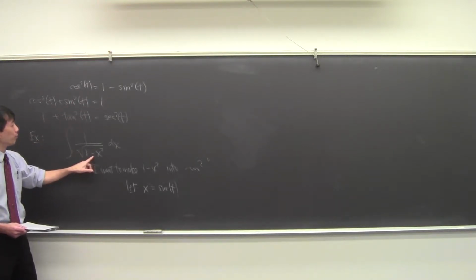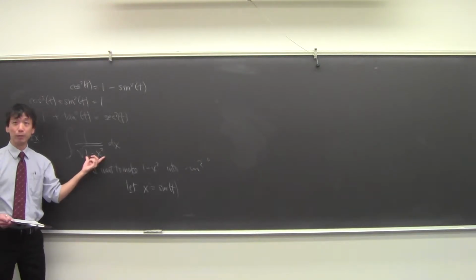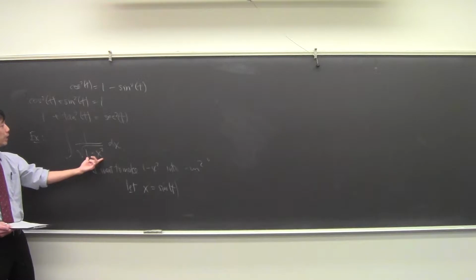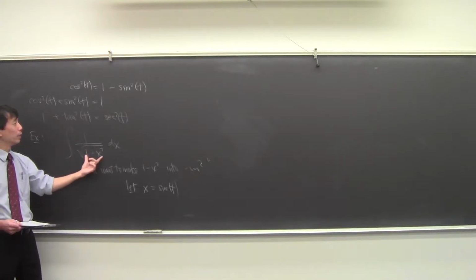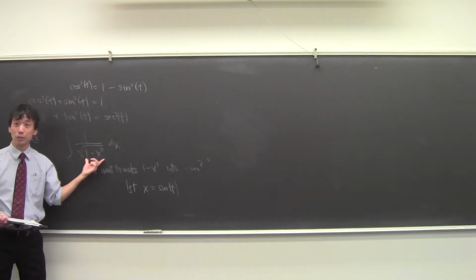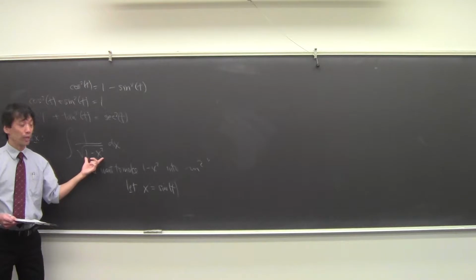If this were 1 plus x squared, what would I think? What would I use? What am I going to set x to be? Tan, right? Because then I have 1 plus tan squared. Well, that's secant squared. I have the square root of secant squared, right? Okay.